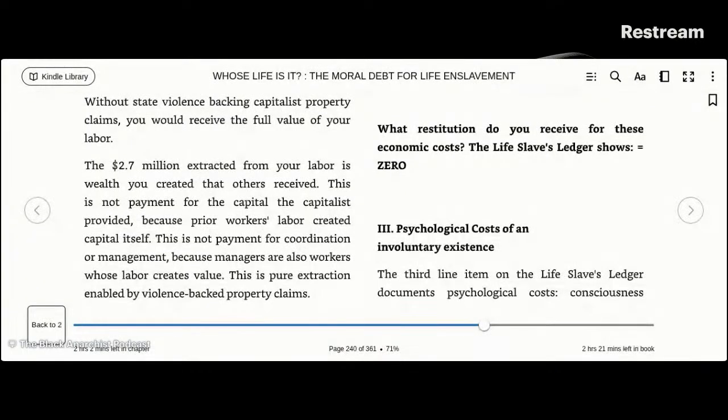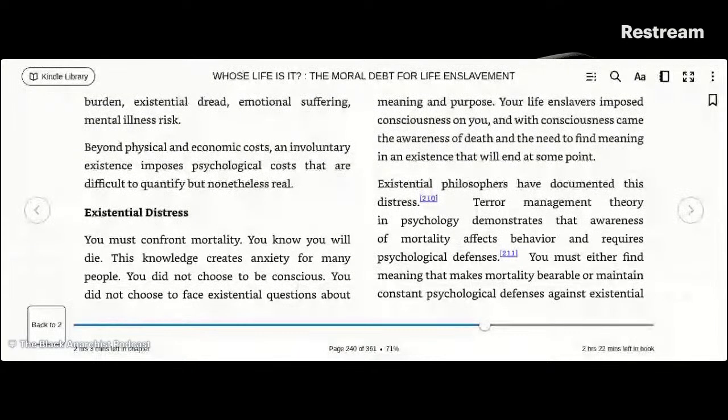Psychological costs of an involuntary existence. The third line of the Life Slave Ledger documents psychological costs: consciousness burden, existential threat, emotional suffering, mental illness risk. Beyond physical and economic costs, an involuntary existence imposes psychological costs that are difficult to quantify, but nonetheless real. Existential distress. You must confront mortality. You know you will die. This knowledge creates anxiety for many people. You did not choose to be conscious. You did not choose to face existential questions about meaning and purpose.